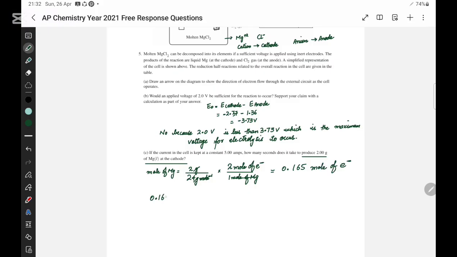Now, 0.165 mole of electrons. We know that 1 mole of electrons contains 96,485 coulombs, and as we have 5 coulombs per second of current, seconds will come here, and the coulombs will cancel, the moles of electrons will cancel. So the final answer comes out to be 3180 seconds.